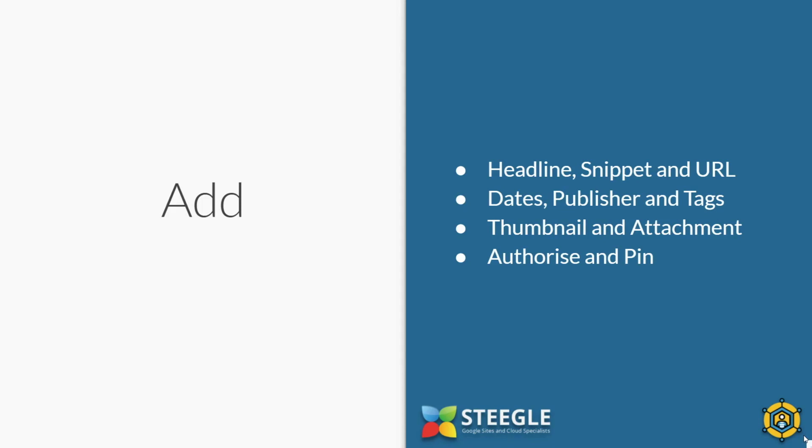Let's take a little time to look at how you add news to Steegle News. You can add headlines, snippets and URLs to the articles where they sit on the internet or your private site. You can add metadata like dates, publisher and tags. You can add a thumbnail or an attachment to add extra information to your news item. And once added, you can then choose to authorize or pin the news.